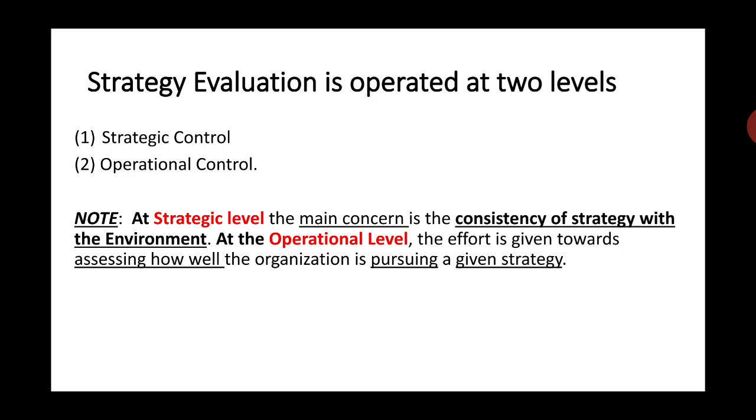At the operational level, assessing how well the organization is pursuing a given strategy. Putting the highlight on the effort to assess how well the firm is following a given strategy. The main focus in the operational level is assessing how well the organization is following a given strategy. So in strategy evaluation, we have two levels. Make sure you understand those two: strategic control and operational control.